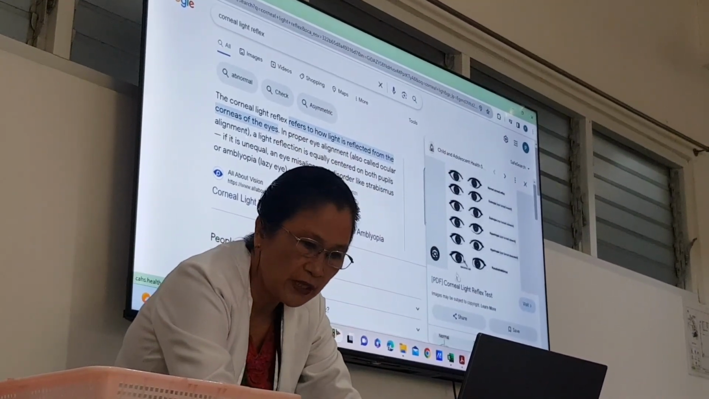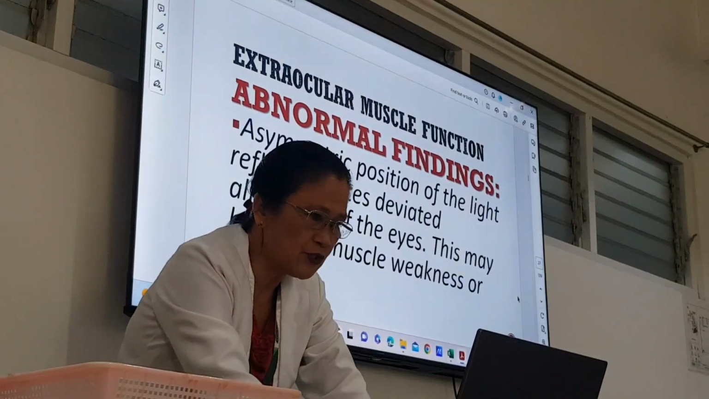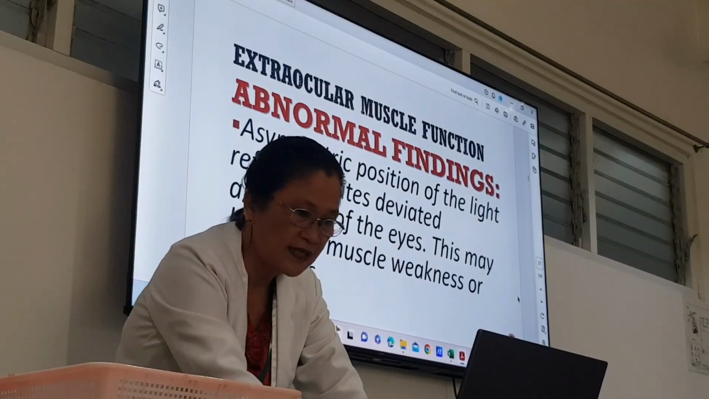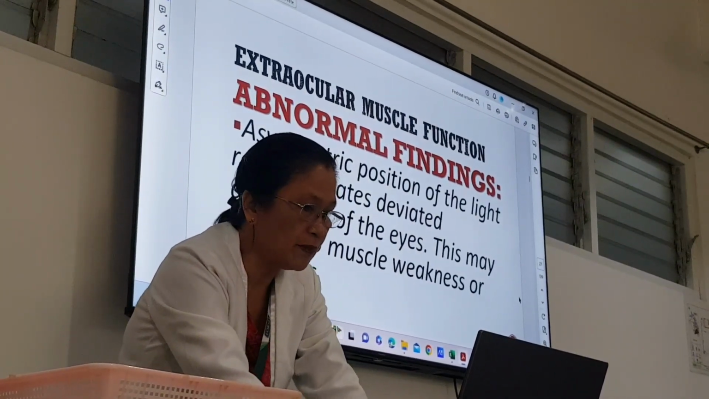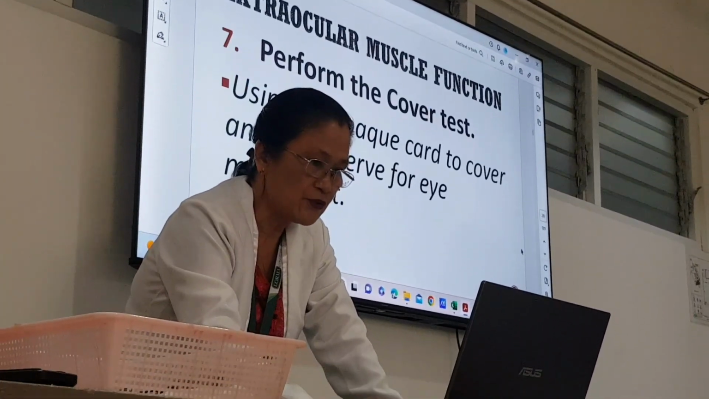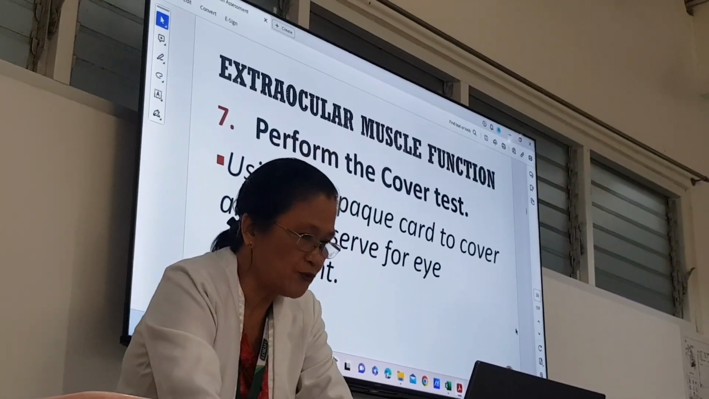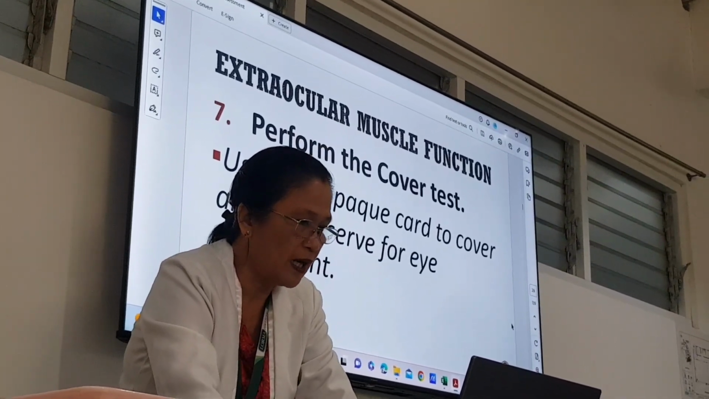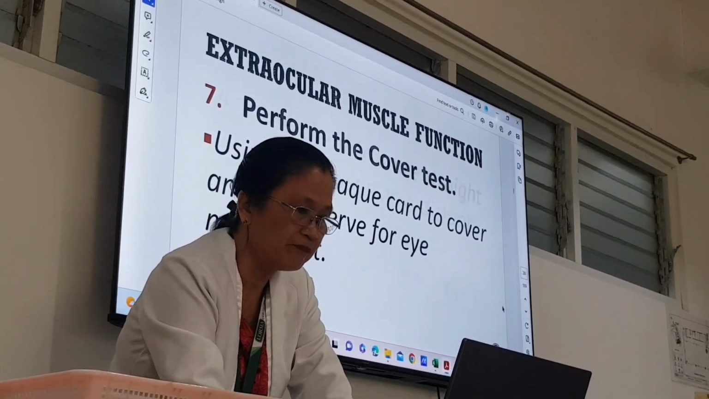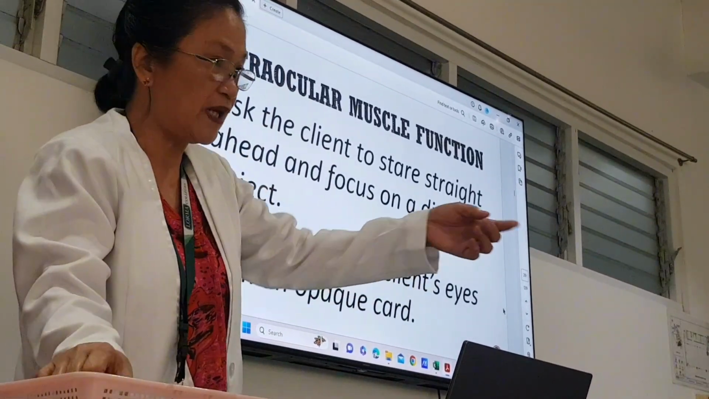Okay, let's go now to the next. So, asymmetric position of the light reflex indicates deviated alignment of the eyes, and this may be due to muscle weakness or paralysis. Now here we have to perform the cover test using an opaque card to cover an eye and observe for eye movement. This time we don't have an opaque card, but you can use this instead.